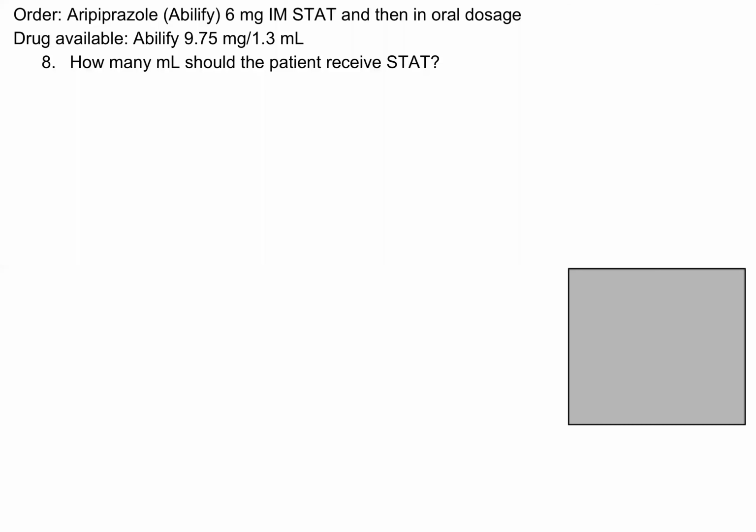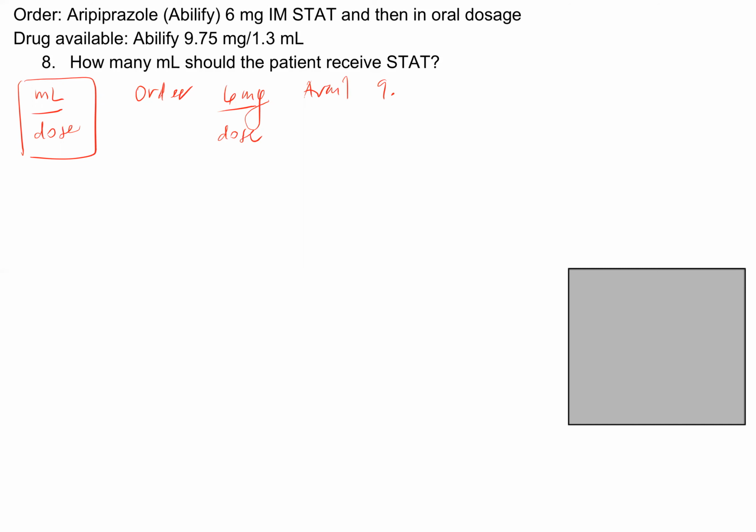Number 8, the order is Abilify 6 milligrams IM stat. And then in oral dosage, drug available is Abilify 9.75 milligrams per 1.3 mLs. How many mLs should the patient receive stat? So what we're looking for is mLs per dose as our final units. The order is 6 milligrams per dose.